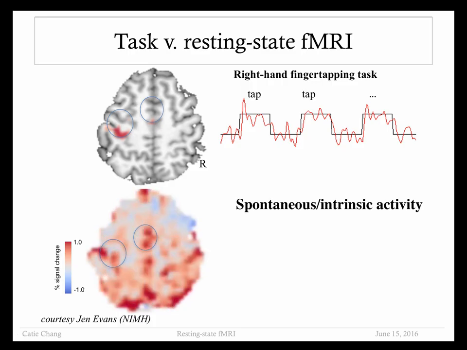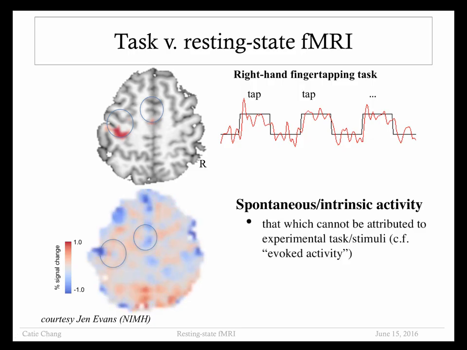And you can see that most of the brain is still clearly active. It's just that these other regions don't go up and down according to our block design task, and therefore they don't make it into our statistical map. So all of this other brain activity that can't be specifically attributed to the task or any other known condition is known as spontaneous or intrinsic activity.